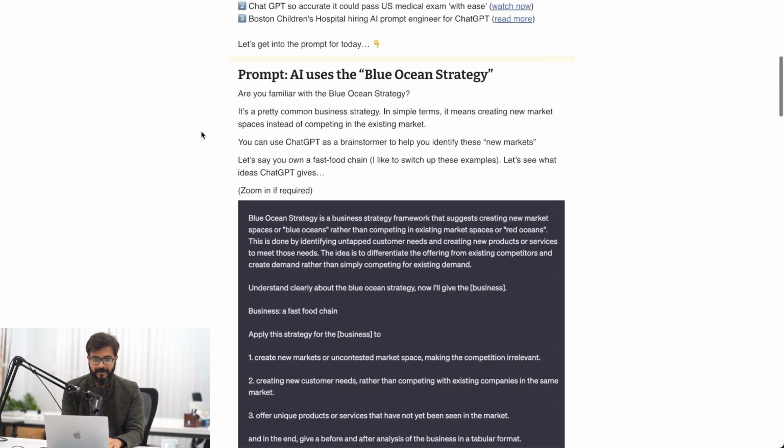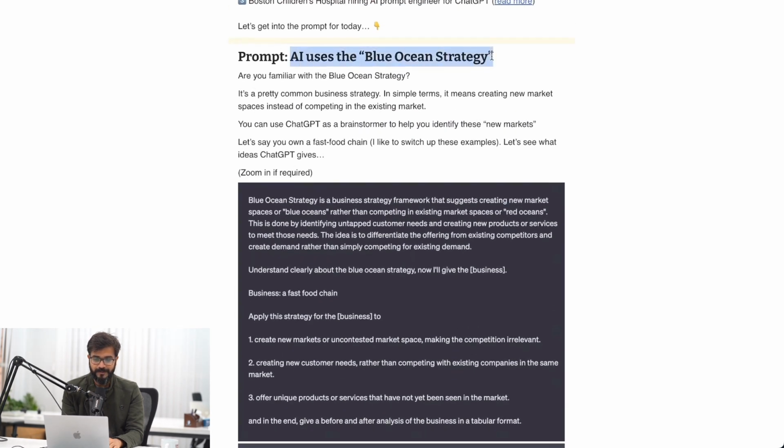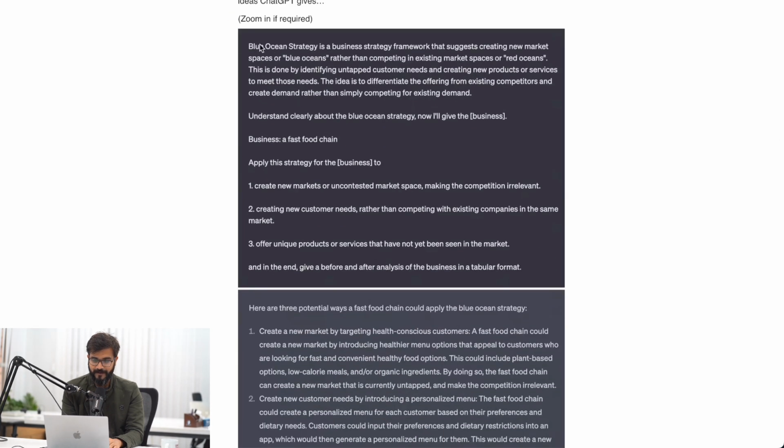So I came across this particular article which says AI uses blue ocean strategies, and this was the prompt required. I'll read it out actually. Blue ocean strategy is a business strategy framework that suggests creating a new market space or blue oceans rather than competing in the existing market space or red oceans. This is done by identifying untapped customer needs and creating new products or services to meet those needs. The idea is to differentiate the offering from existing competitors and create demand rather than simply competing on existing demand. And understand clearly about the blue ocean strategy.